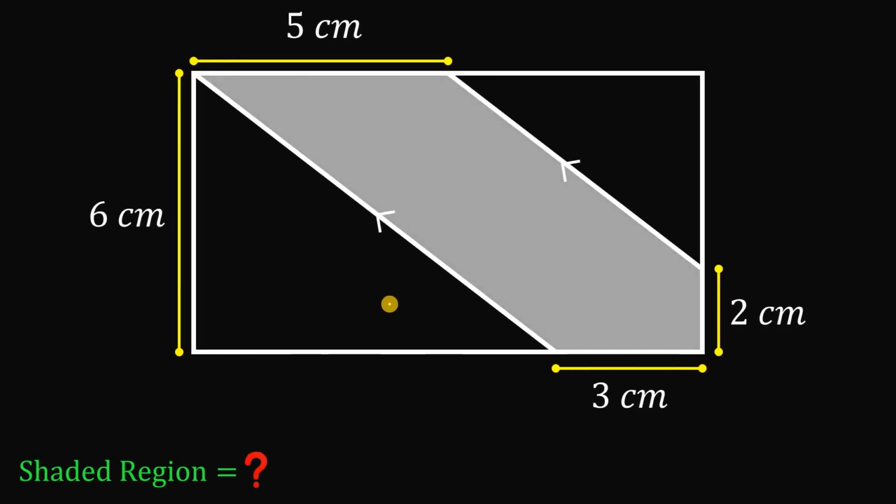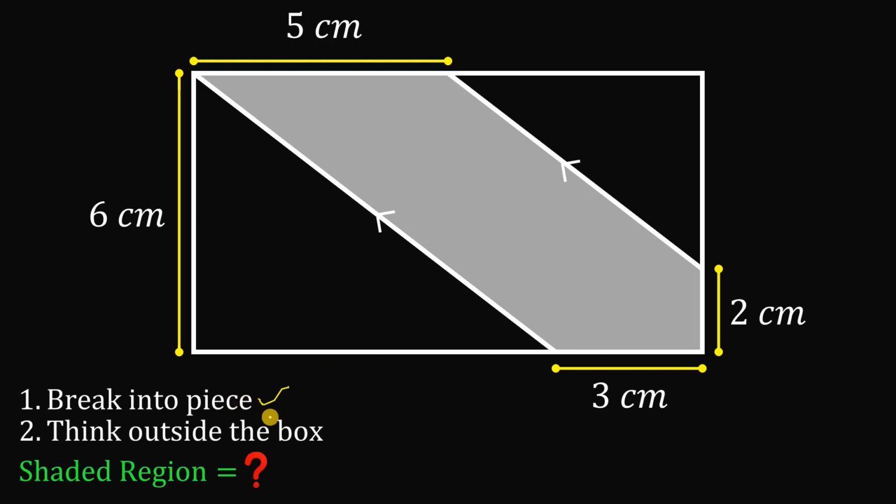Alright, now to answer this question, we will use two different methods. The first one is break into pieces. What we're going to do is break this shaded region into two pieces that we can handle. If we get the area of those pieces, then add them together, we get the area of the shaded region. That is the first method, break into pieces. The second method is think outside the box, or think outside the rectangle.